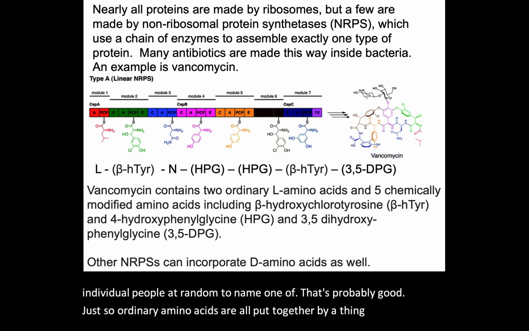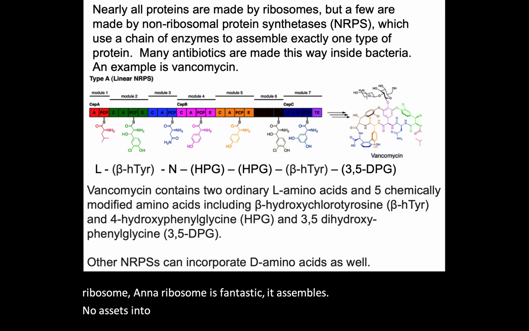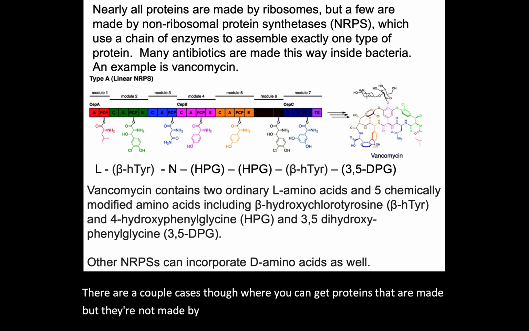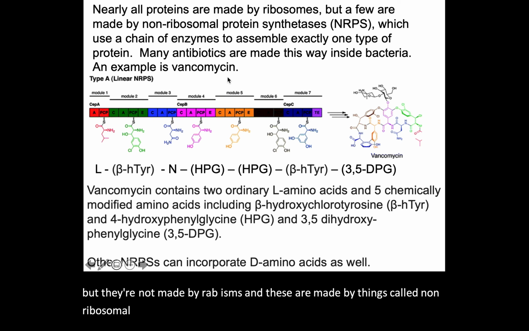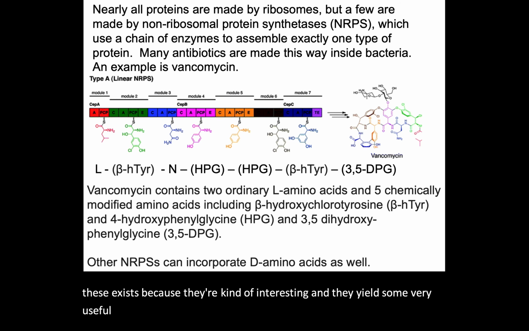Okay, just so you know, ordinary amino acids are all put together by a thing called a ribosome. And a ribosome is fantastic. It assembles amino acids into proteins with just really great precision and speed. It's wonderful. There are a couple cases, though, where you can get proteins that are made, but they're not made by ribosomes. And these are made by things called non-ribosomal protein synthases. And so I just thought I would show you that these exist because they're kind of interesting and they yield some very useful drugs. A lot of antibiotics are made this way.